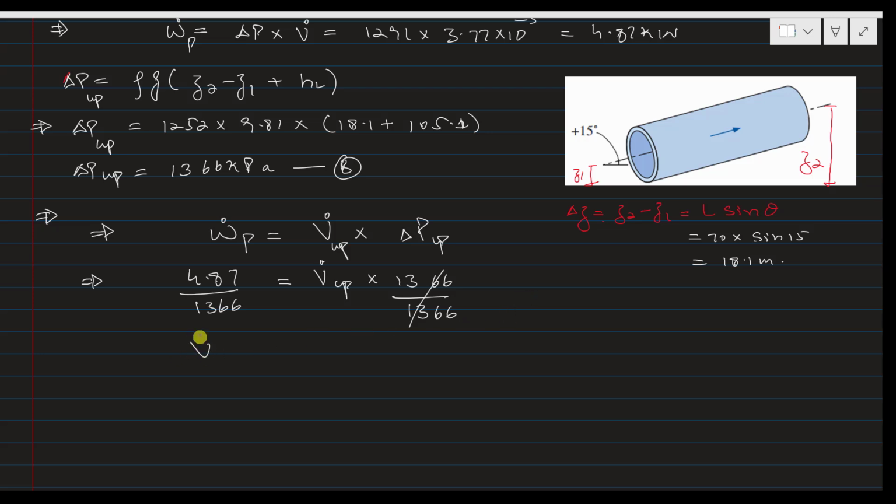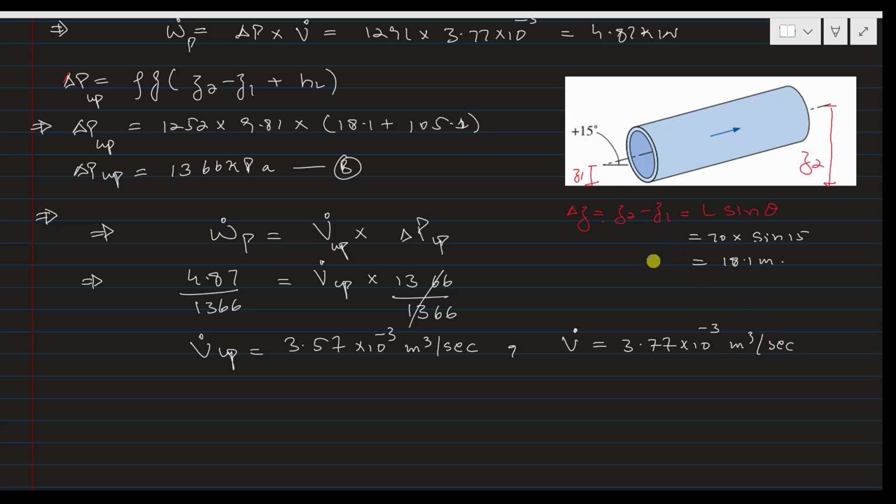So the volume flow rate when the pipe is inclined in upward direction will be decreased, and it is 3.57 multiplied by 10 to the power minus 3 meter cube per second. Previously, when the pipe was in the horizontal position, it was denoted by V dot, and it was 3.77 multiplied by 10 to the power minus 3 meter cube per second.